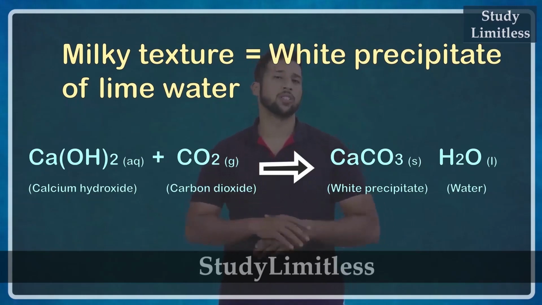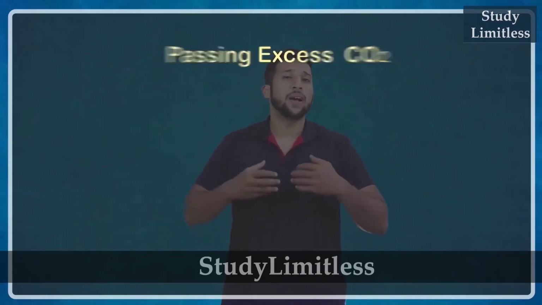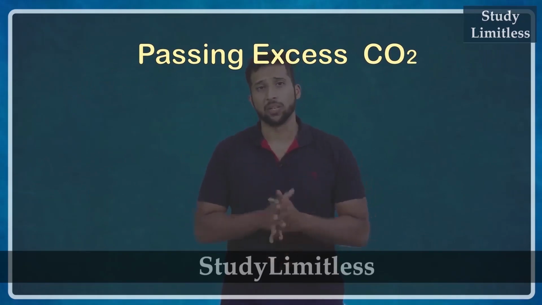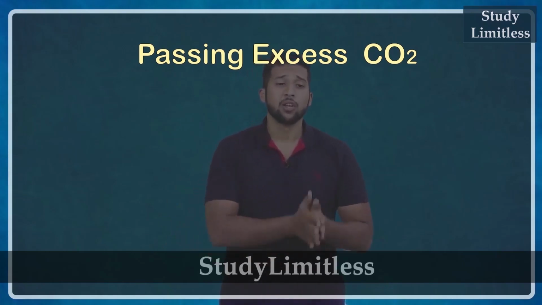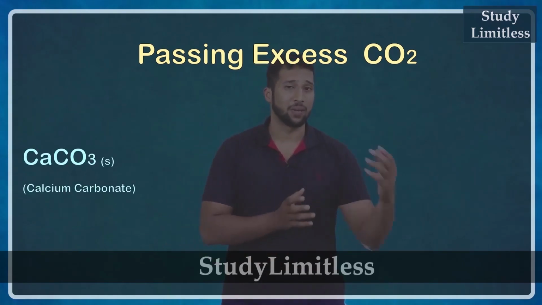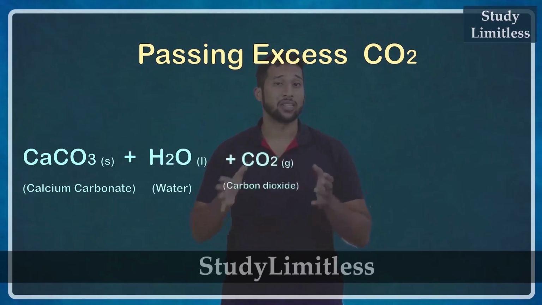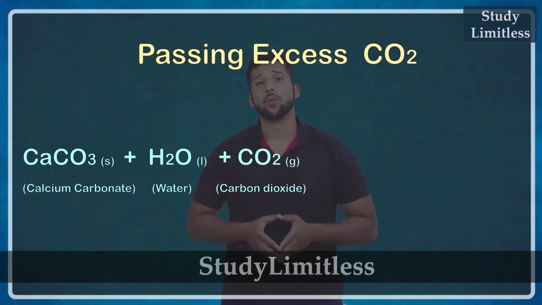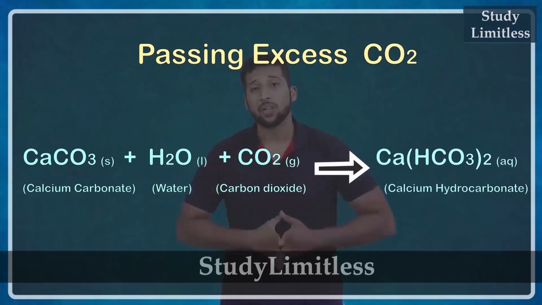Now what if you don't just stop there and you let the CO2 pass through it over and over, and you're passing excess of CO2 into it. So here you're creating another reaction wherein you have the calcium carbonate, which was the white precipitate, which was in water, and you're adding CO2 which is in excess. What you have is calcium hydrocarbonate, which is soluble in water. Now this reaction is quite important to remember as you would need it later, and it would definitely come in handy.